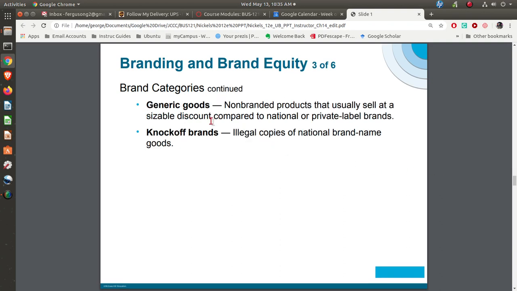Then you have generic goods. In other words, it doesn't matter where it's coming from or what it is, it's basically the same. And it will be sold at a sizable discount compared to the other types of brands. Then you have the illegal aspect, okay, the knockoffs. In other words, the watches that really aren't the expensive watches.